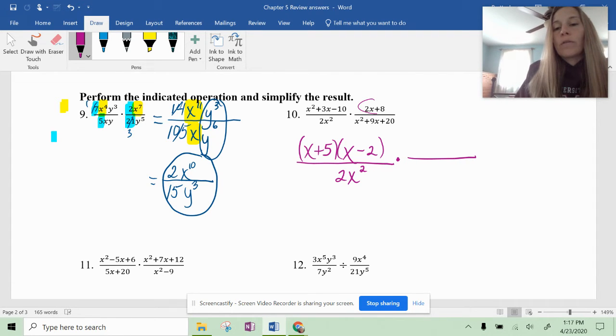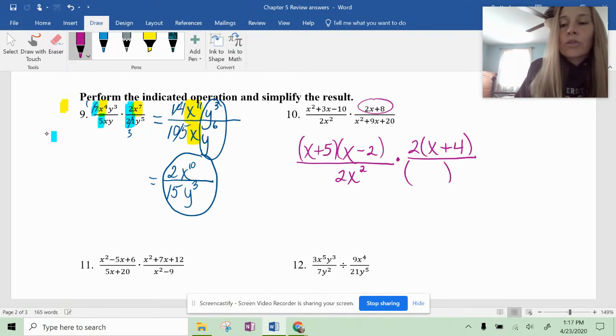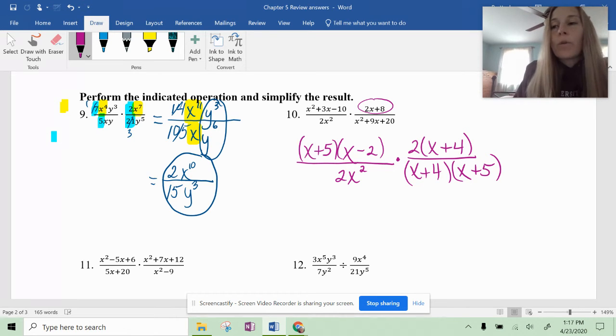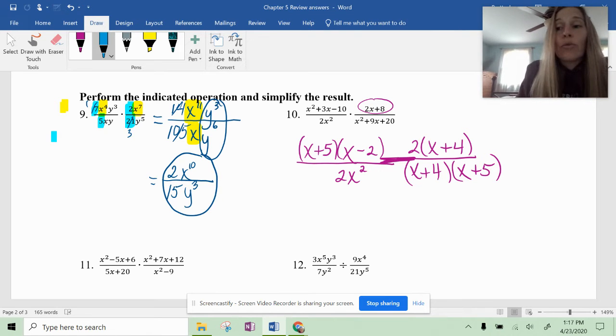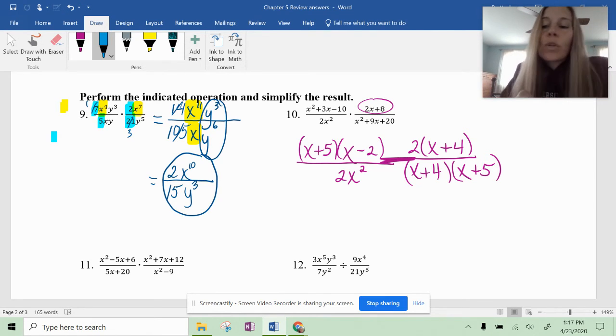Then this numerator over here, we can take out a GCF of 2, leaving us with x plus 4. And then this trinomial will get factored into x and x, and then a +4 and a +5. Now at this point, because you're multiplying here, you can just get rid of your multiplication sign. Everything on the top is just going to be on the top. Anything on the bottom is on the bottom. And you just want to go ahead and cancel anything that's the same on the top and the bottom.